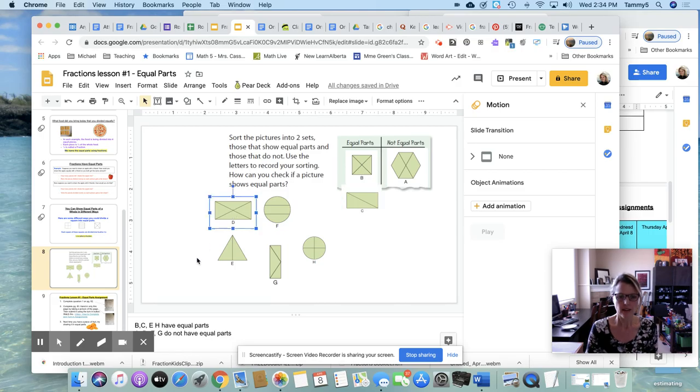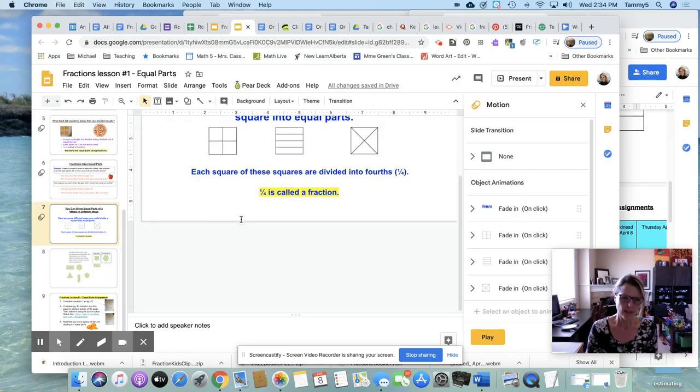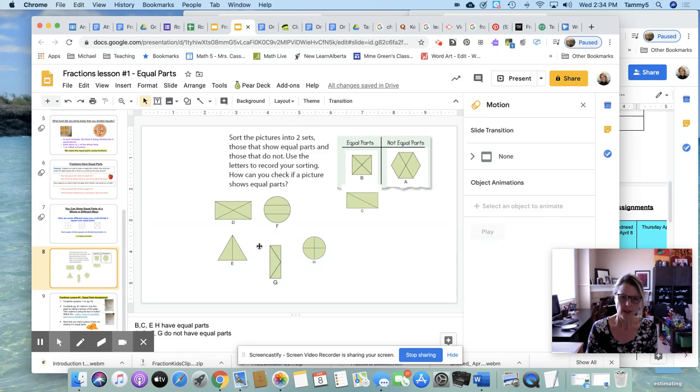Let's look at D now. Does D show equal parts? The parts are all triangles, but they're not equally sized. This is a rectangle, grade 3s, and rectangles are tricky because we can't always divide them into equal parts if we put a line through them diagonally. So this rectangle does not show equal parts.